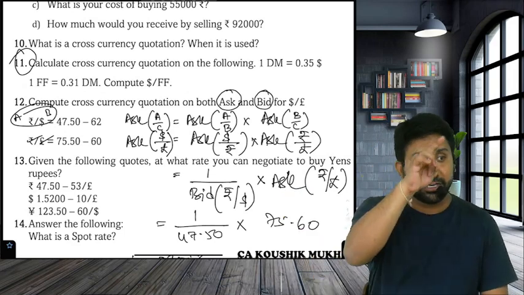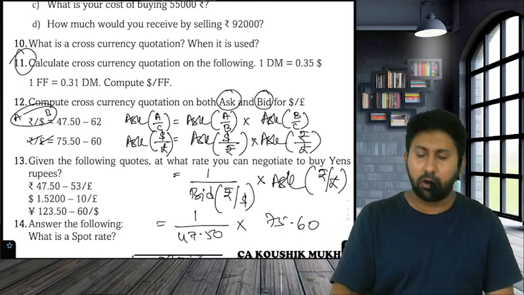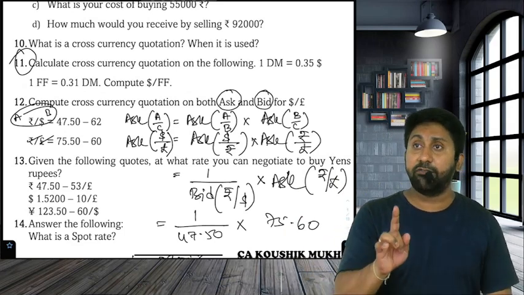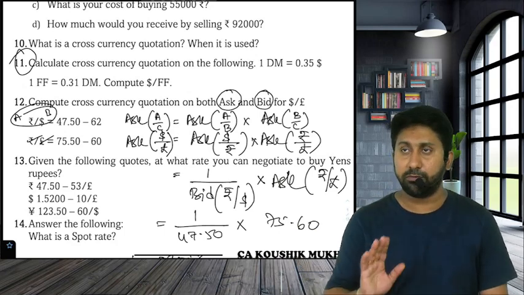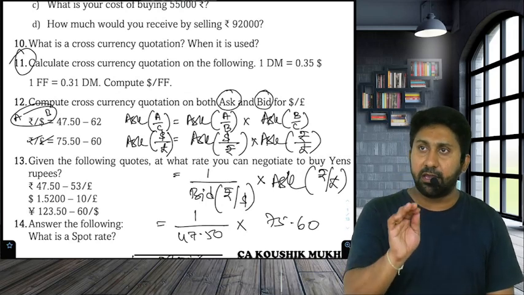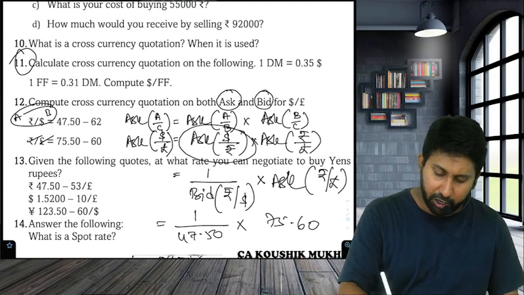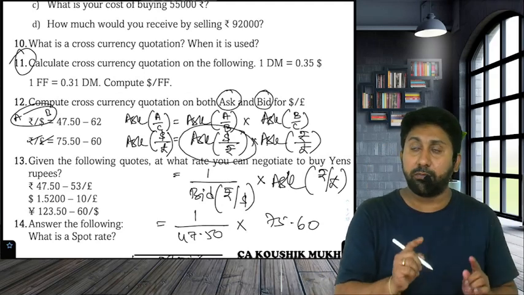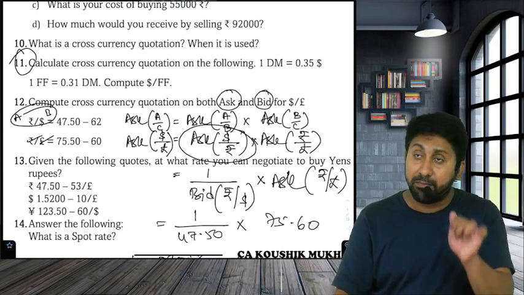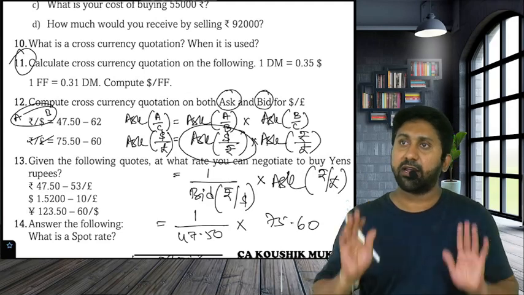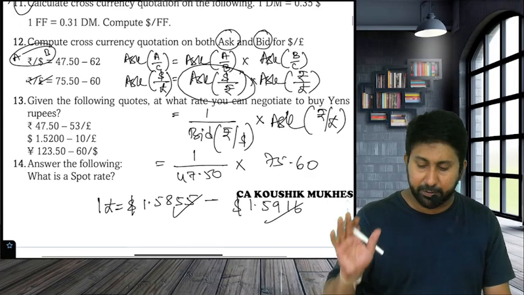At that time the conversion formulas I have given will be useful. These are the most important formulae you learnt in yesterday's class: conversion of direct quote into indirect, indirect into direct, using the formula approach. Ask of A by B equal to 1 by bid of B by A. So we want here ask of dollar by rupee, but in the quotation they have given rupee by dollar. Instead of writing ask of dollar by rupee, I can write the same as 1 by bid of rupee by dollar. Through that we can calculate the rates. Clear everyone? That's very important to understand this basic concept.